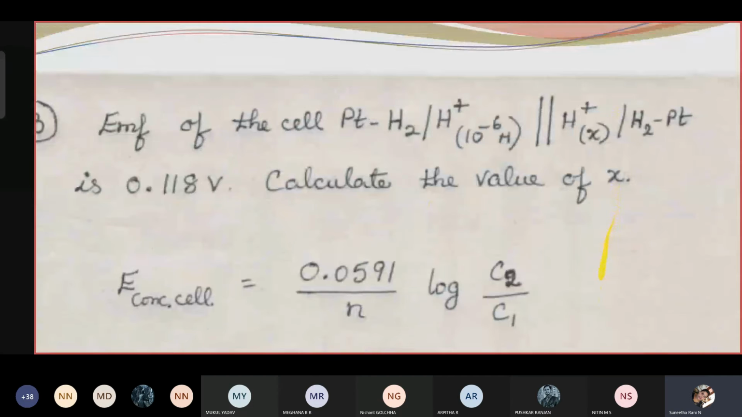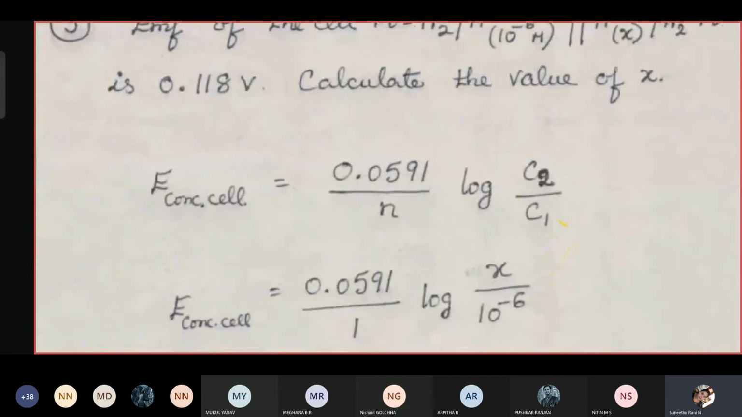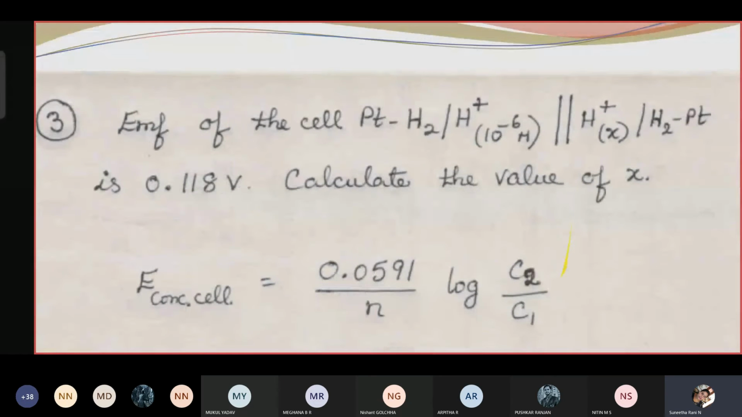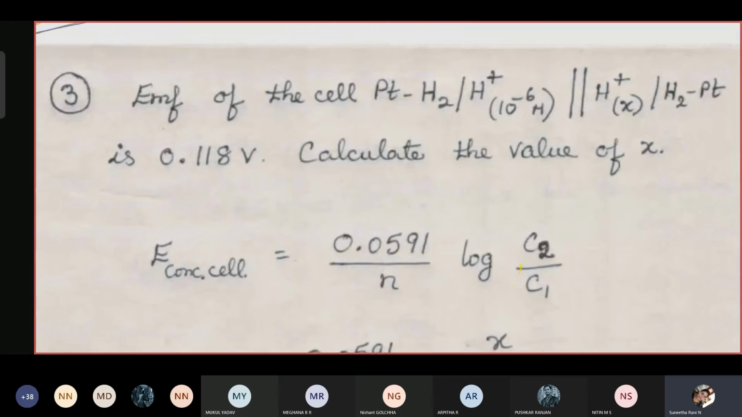So what you have to calculate? X you have to calculate. The C1 value is given. C1 is 10 raised to minus 6. N is the value. How much is n for platinum? Since it is a hydrogen electrode, Pt and H plus ions, only one electron is liberated. N we are taking as 1. And the EMF of the cell given is 0.0118. So write the equation for a concentration cell.